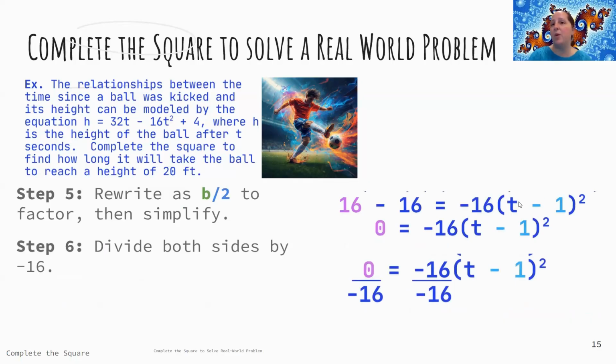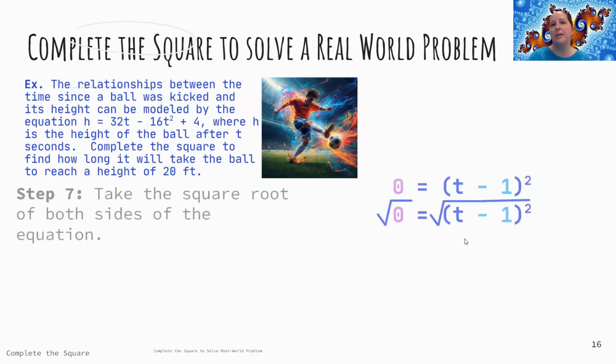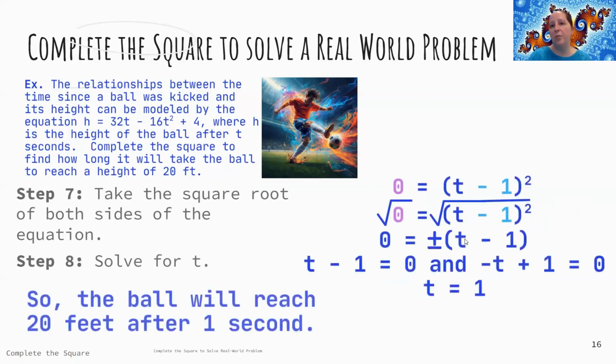I'm going to rewrite my right side of my equation using my perfect square trinomial that I created. So I have -16 times t minus 1 squared. Again, that -1 came from that b divided by 2. Okay. I then simplify my equation. I divide both sides by -16. And then I'm going to take the square root of both sides. Square root of 0 is 0. The square root of t minus 1 squared is plus or minus t minus 1.